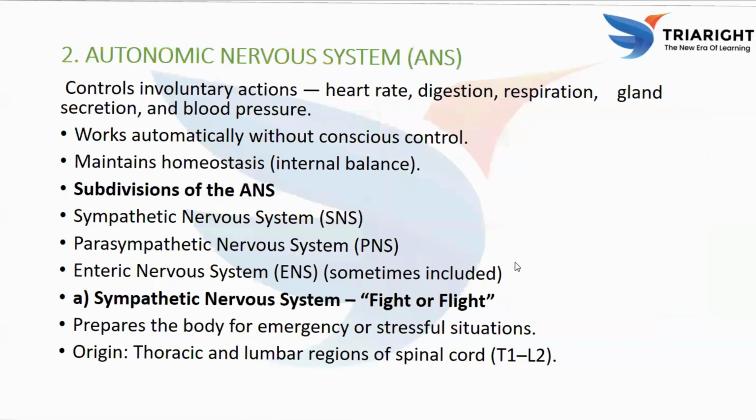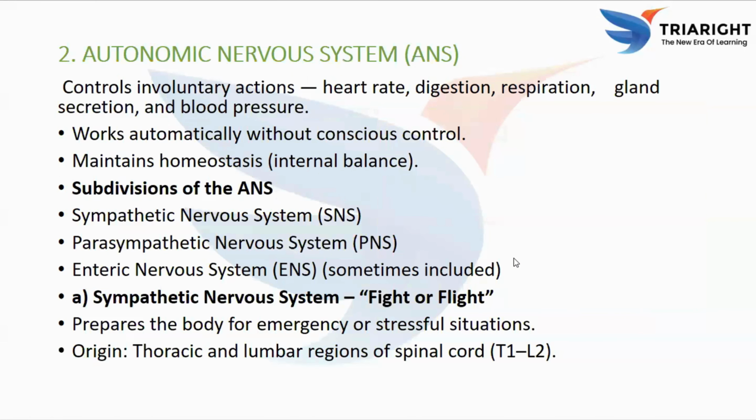So now coming to the autonomic nervous system. What is the autonomic nervous system? What does it do? This system controls all the involuntary actions of the body, all the activities that you do without thinking. What are the activities you do without thinking? There are many, like heart rate, digestion, respiration, gland secretion, blood pressure. These are all involuntary actions. We do not think before doing them.